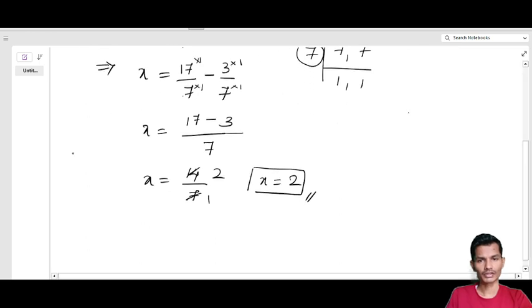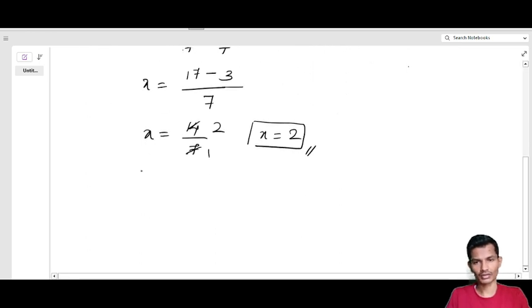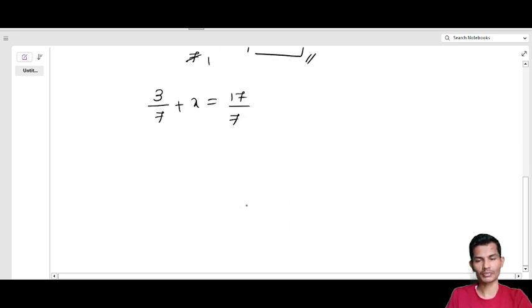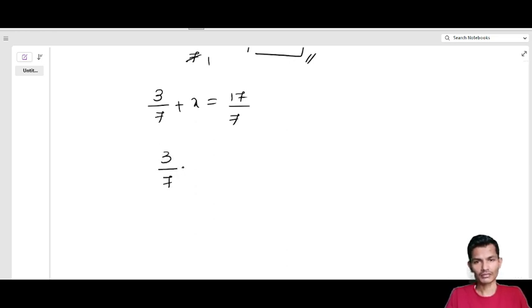So we need to check whether this x equals 2 is correct or not. For that, again we need to write the equation they have given in the example, that is 3 by 7 plus x equals 17 by 7. This is the equation provided in the question. In the place of x we write 2, because we found that x equals 2. So place the value 2 in the place of x, then 17 by 7.